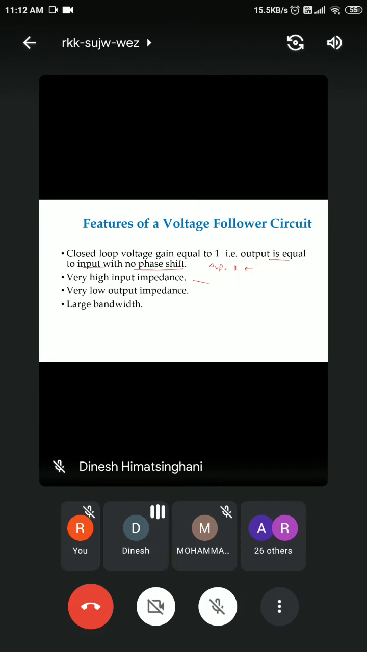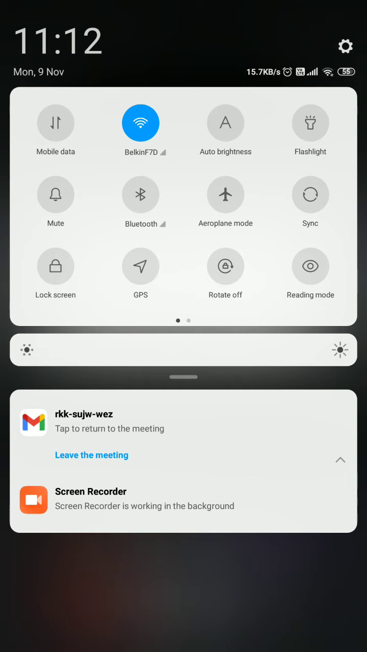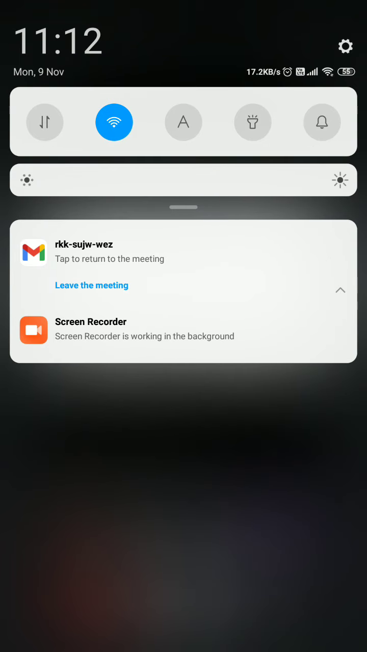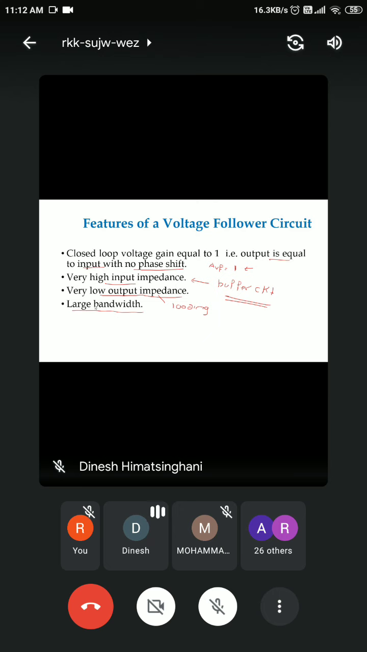This is also used as a buffer circuit. In most applications, this is used as a buffer circuit. The reason it is used for a buffer circuit is that it has very high input impedance and very low output impedance. So here there is no loading. And obviously, one of the features of the op amp is that it has large bandwidth. Ideally, it is infinite, but practically it has a large bandwidth.